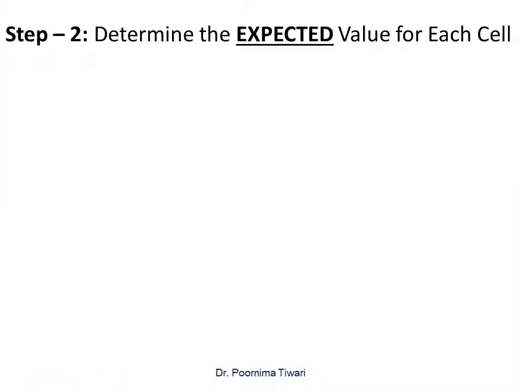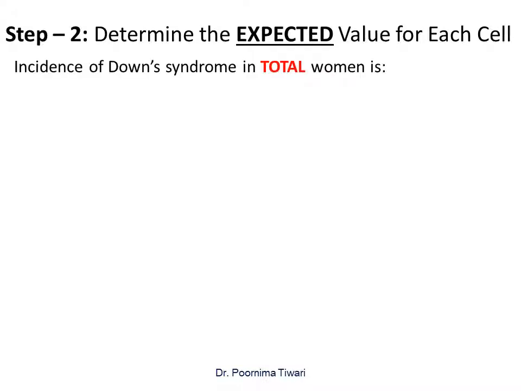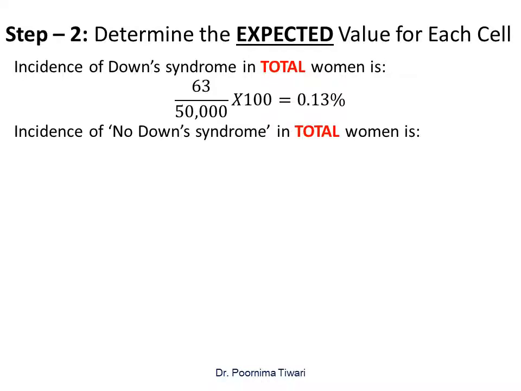After constructing the contingency table, we determine the expected value for each cell. For this, we pool all the participants and the incidence of Down syndrome. A total of 63 babies were born with Down syndrome out of 50,000 women who were followed up. So the incidence, 63 divided by 50,000 into 100, was 0.13%. Similarly, the incidence of no Down syndrome in total women was 99.8%. That is, 99.8% of all the women in all the groups together gave birth to a baby which did not have Down syndrome.